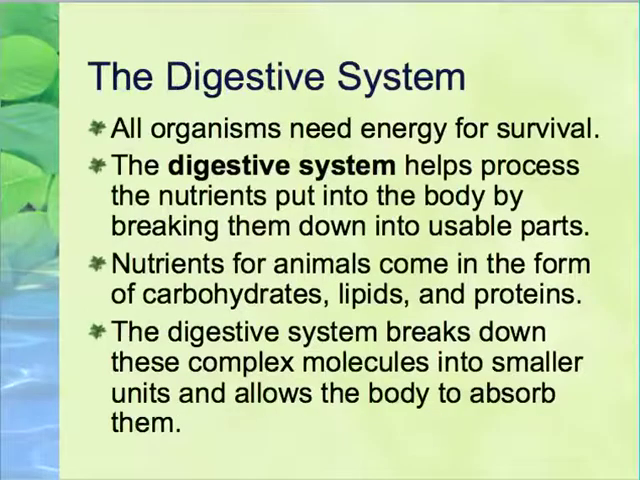The digestive system, first of all, needs to be understood because all organisms need energy for survival. That's metabolism. We've talked about that before. But the digestive system is the system that helps us get the energy that we need. So obviously it's an essential system. Most of our nutrients come from lipids or proteins or carbohydrates or other vitamins or minerals. Our digestive system's job is to break these down into their smaller parts so that they can be absorbed and used by the body.